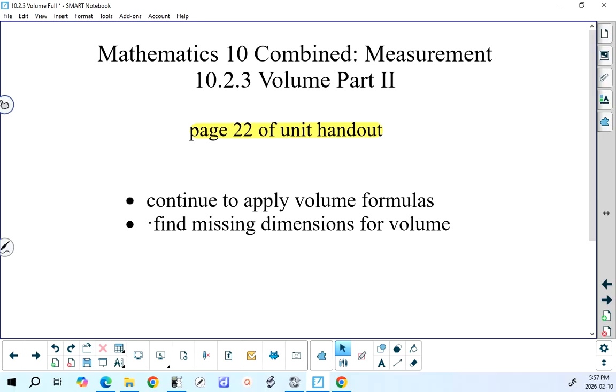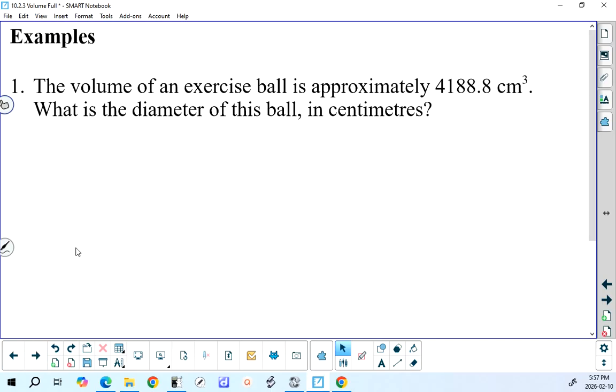We're going to continue to work with volume formulas today, and just like we did with surface area, we're going to solve problems where you're not trying to find the surface area or the volume, but you're given the surface area, or in this lesson, the volume, and asked to find a missing dimension. And this is on page 22 of your unit handout. I don't think this is going to take very long. We've got 4 examples we want to look at.